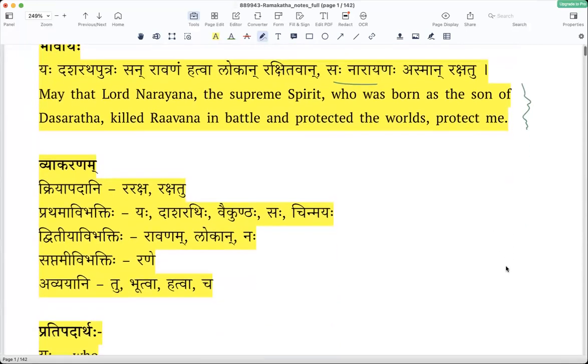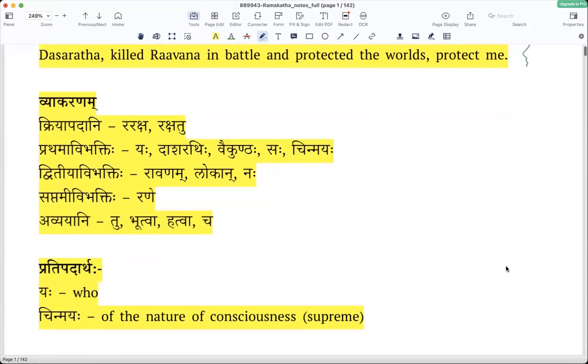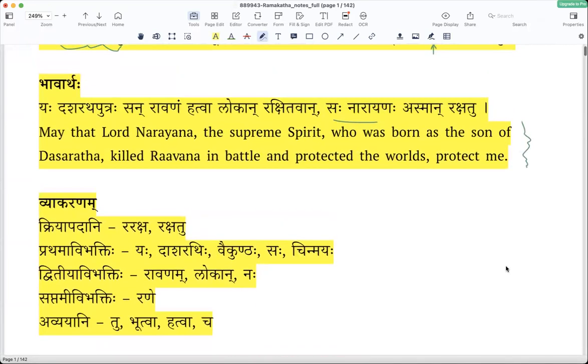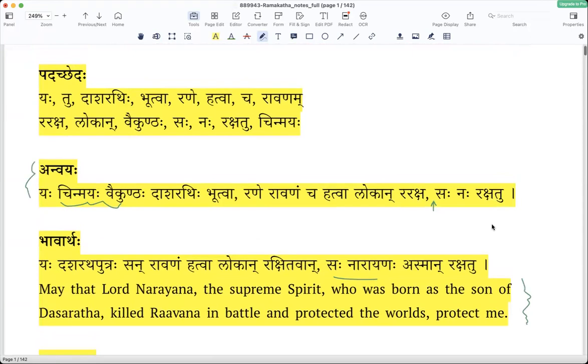If I as a novice, I will not even be able to do this level of Bhavartha, because I will literally translate what they have given. Is that wrong? No, it's not wrong. You just need to translate. That's what you need to do.